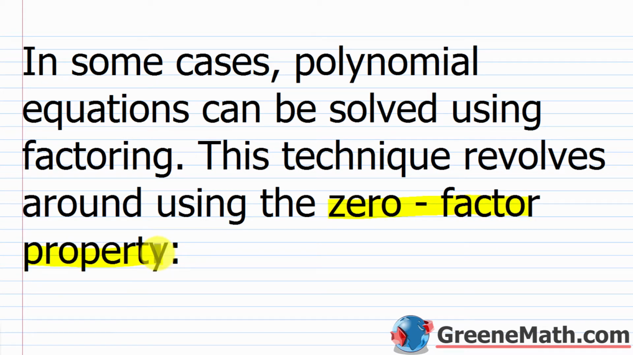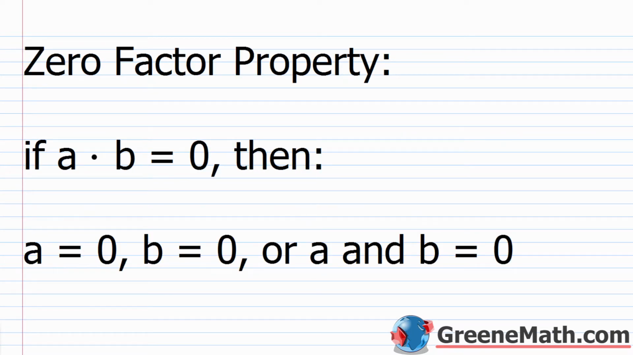Now, your textbook might refer to this as the zero product property, but whether you know it as the zero factor property or the zero product property, it's important for you to understand what it means. So here's an explanation of the zero factor, or again, the zero product property. Let me highlight this. You have if A times B equals 0.